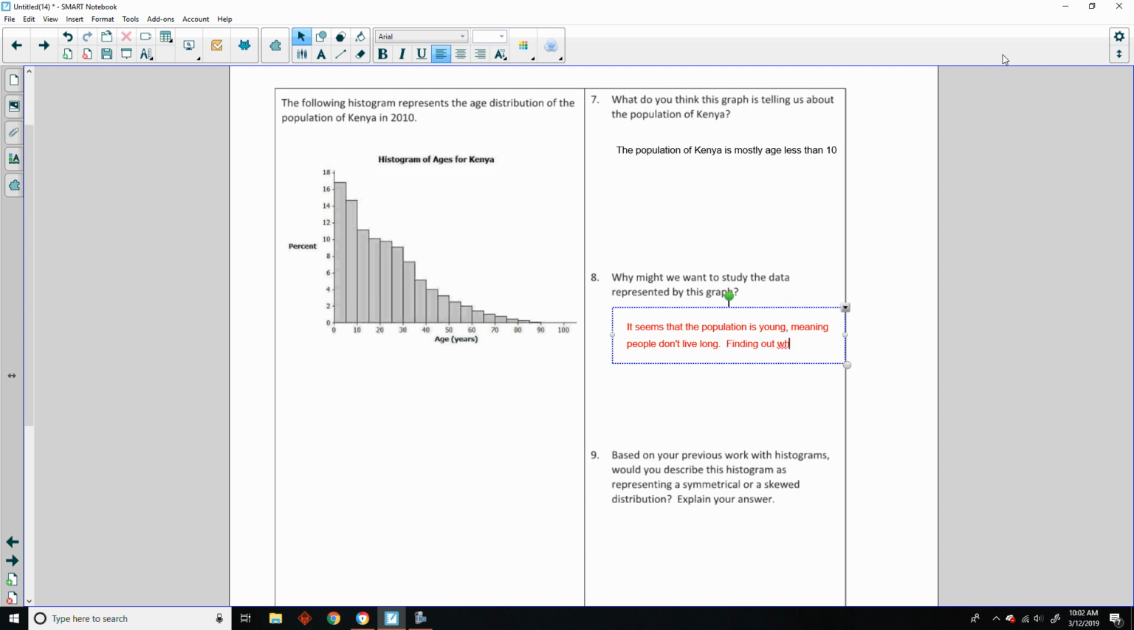Finding out why could fix the issue and allow people to live longer.